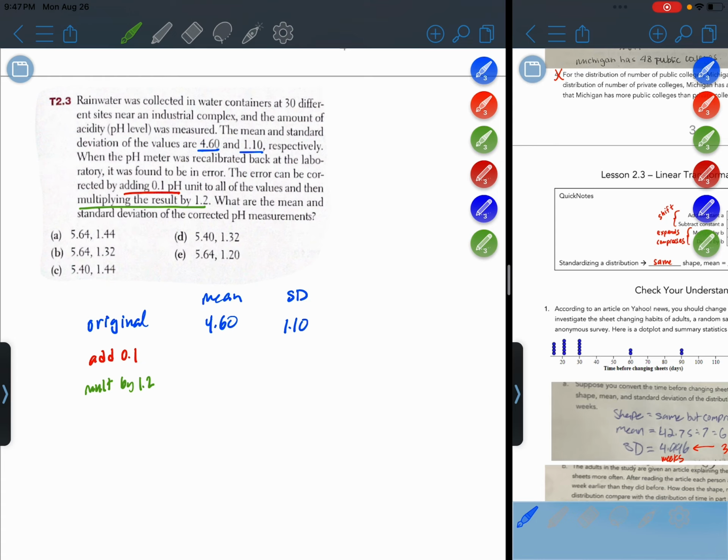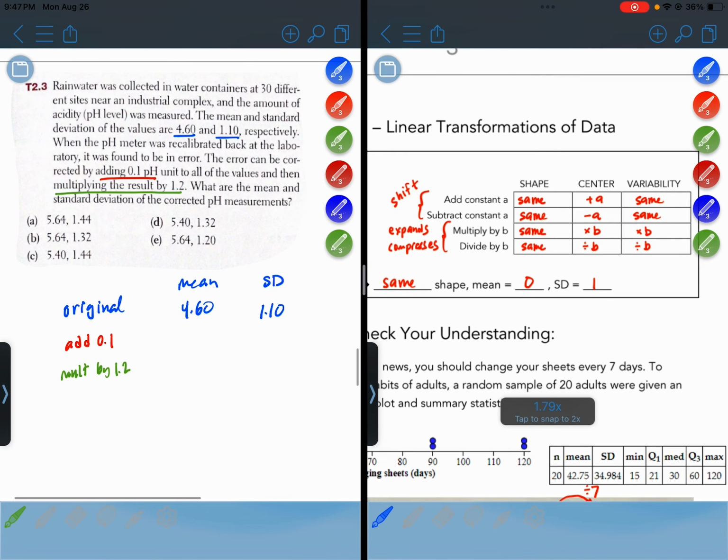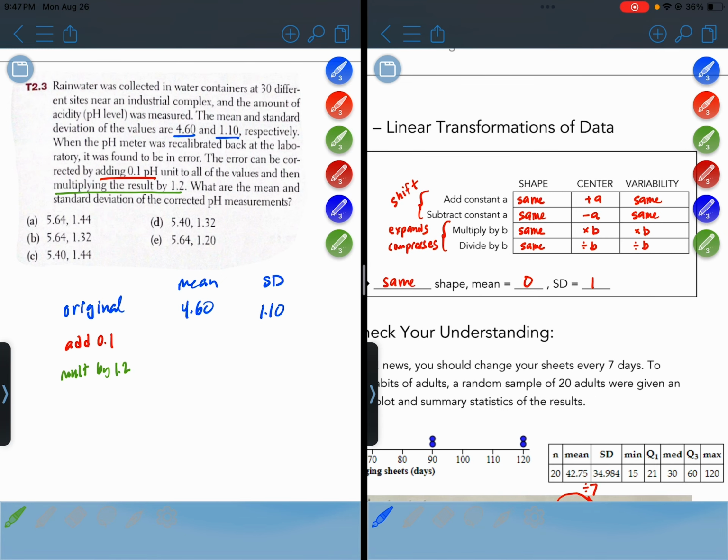by 1.2. All right, so to help me with this problem, I'm going to pull up these notes here from when we were looking at transforming data. Specifically, when we add a constant, that essentially shifts the data left or right on the number line. So the shape will stay the same. The center, like the mean, is going to increase by whatever constant we're adding, and the variability, like the SD, will stay the same.